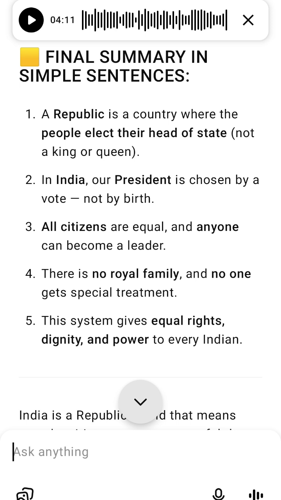India is a republic, and that means you, the citizen, are more powerful than any royal family. The government must serve you, not rule over you. Would you like a comic strip or poster to help remember this better? I'd be happy to make one.